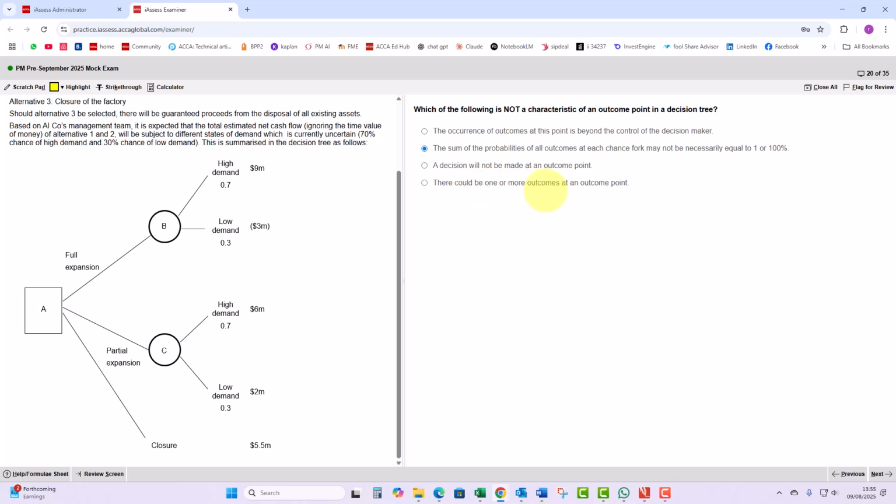There could be one or more outcomes at an outcome point. No. Each outcome is a result of a decision, and we cannot have a second outcome at the same point. So the correct answer is just that one. We found 2 outliers in this question. So 2 of the 5, i.e. 4 marks, were based on outliers.